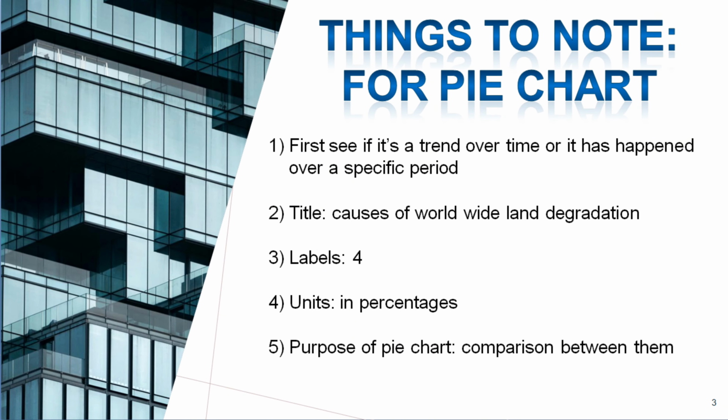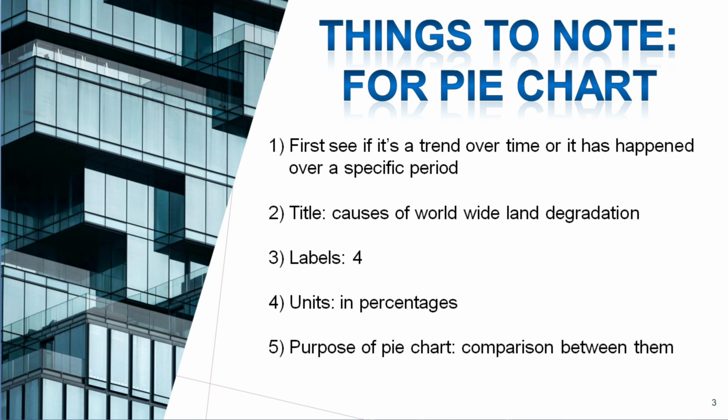Alright, so what are the things to know for the pie chart? First of all, we need to see if it is a trend over time or has it happened over a specific period. It has happened at a specific period since no time is given. Secondly, we need to see the title, that is the causes of worldwide land degradation. Number three, we need to see the labels. There are four labels. Number 1, overgrazing. Number 2, overcultivation. Number 3, deforestation. And number 4, the other causes. We also need to see the percentages as well.